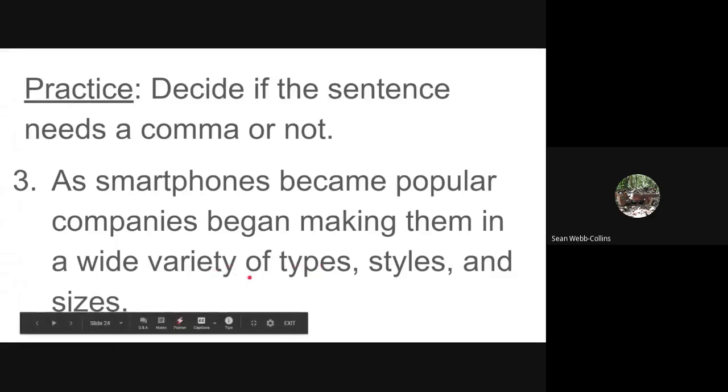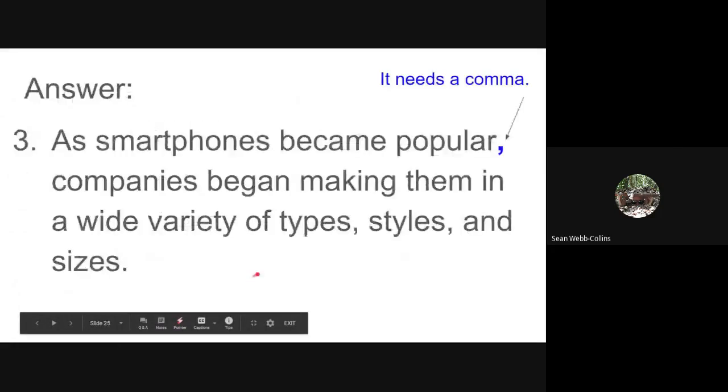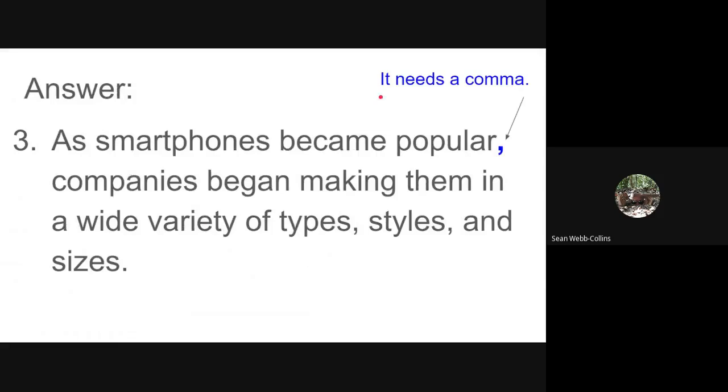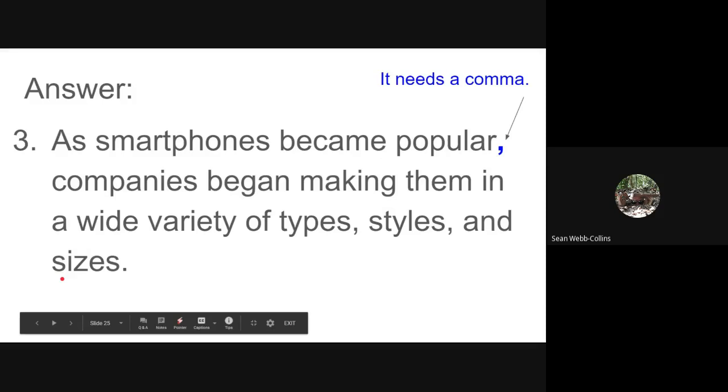Okay, let's have a look. The answer, it needs a comma. How do we know? Well, a good indicator was the fact that the sentence began with a subordinator, as. As smartphones became popular, comma. "As smartphones became popular" is the dependent clause, while "companies began making them in a wide variety of types, styles, and sizes" is the main clause.